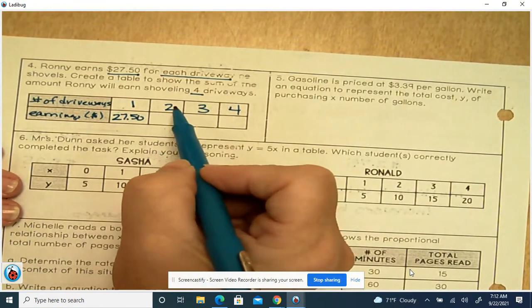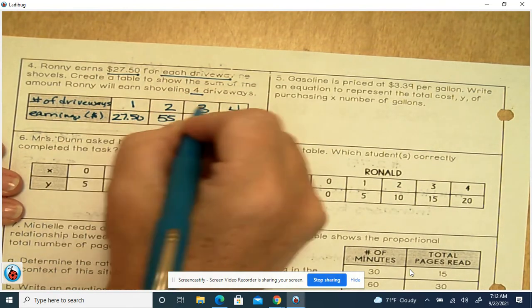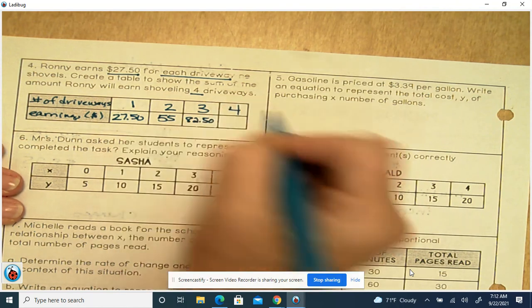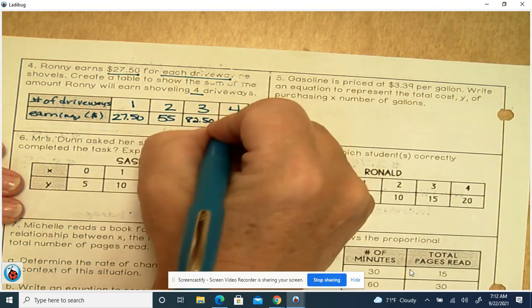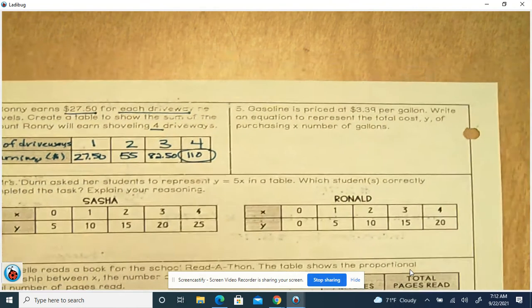Here, $27.50 times 2 is $55. $27.50 times 3 is $82.50. And $27.50 times 4 is $110. So he earns $110 shoveling 4 driveways.